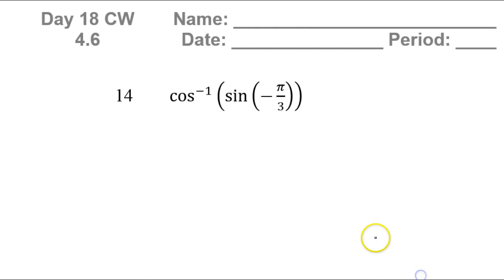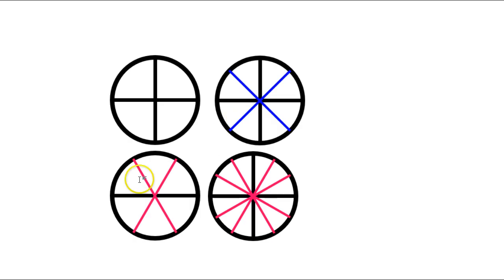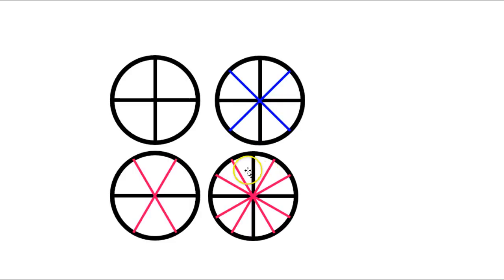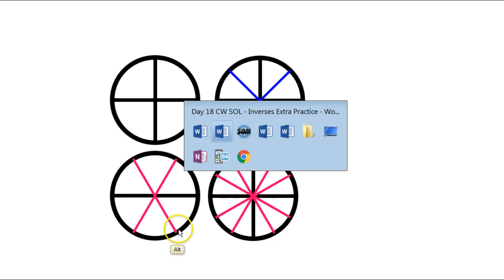Number 14. Sine of negative pi over 3. Let's do that first. Well, these are pi over 3's. Negative pi over 3 is right here. Sine is negative in this quadrant because it's down. We've memorized that the sine of pi over 3 is radical 3 over 2. So this will be negative radical 3 over 2, because sine is negative in this quadrant.